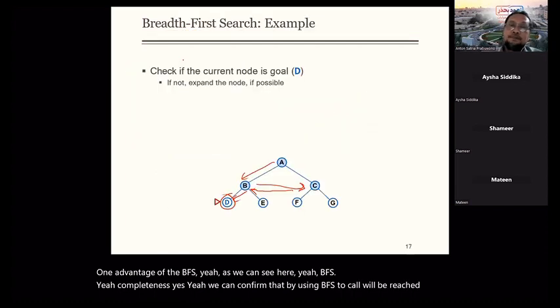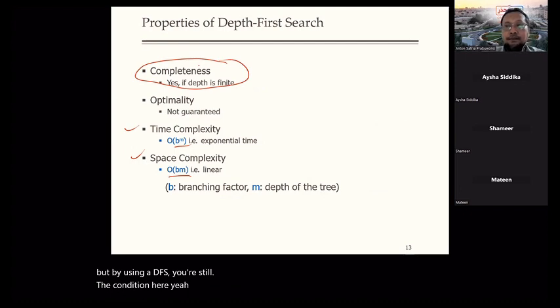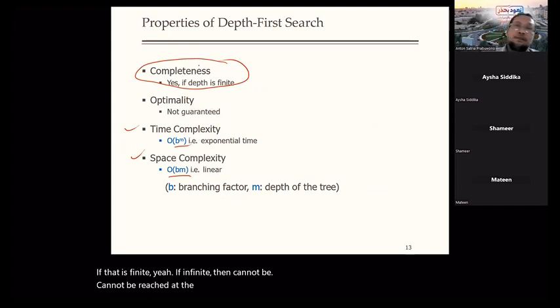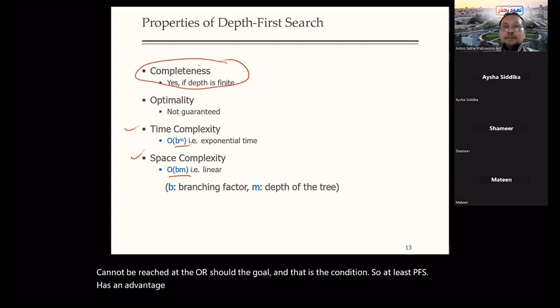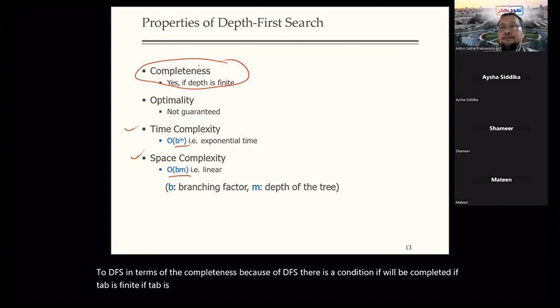But by using DFS, there is still a condition here for completeness. It can be reached if the depth is finite, but if it is infinite, then the goal cannot be reached, and that is the condition. So at least BFS has an advantage compared to DFS in terms of completeness, because for DFS there is a condition: it will be complete if the depth is finite, and if the depth is infinite, then it will not be complete.